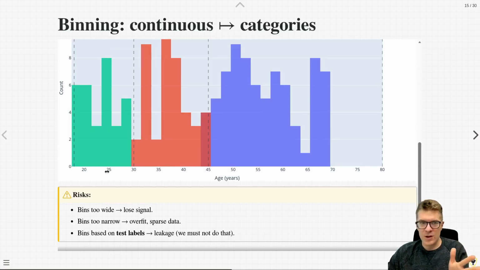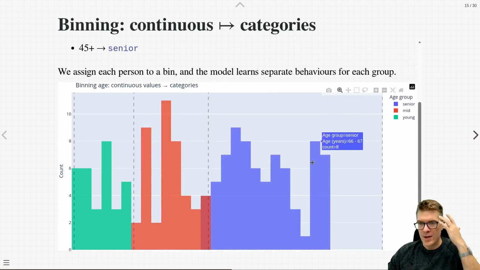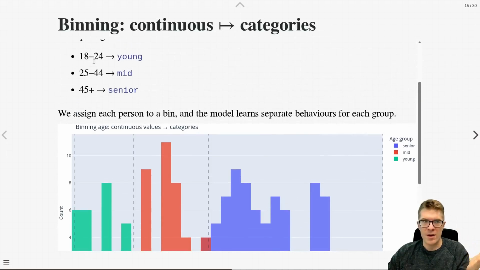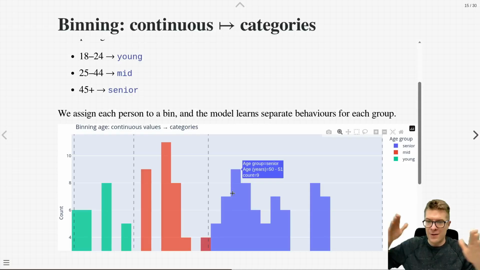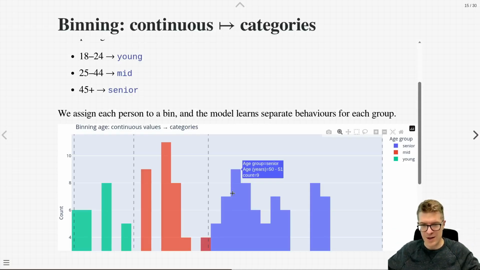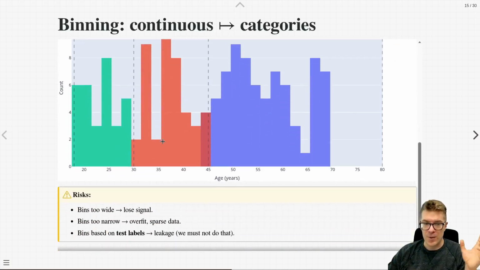There are some risks, and you probably already thought of a few of them. If these bins are too wide, we've lost some signal. There might be some obvious reason why someone less than 24 is different than someone who's 45 or above, or certainly 70 and above. But if we have a range that covers that entire spectrum, then we've lost whatever differentiates those groups. We put all those people into one big group. So we've lost meaningful precision that way. We've lost the signal that way.